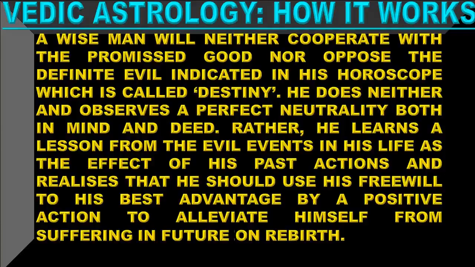Vedic astrology, how it works. A wise man will neither cooperate with the promised good nor oppose the definite evil indicated in his horoscope, which is called destiny. He does neither and observes a perfect neutrality both in mind and deed. Rather, he learns a lesson from the evil events in his life as the effect of his past actions and realizes that he should use his free will to his best advantage by a positive action to alleviate himself from suffering in future and rebirth.